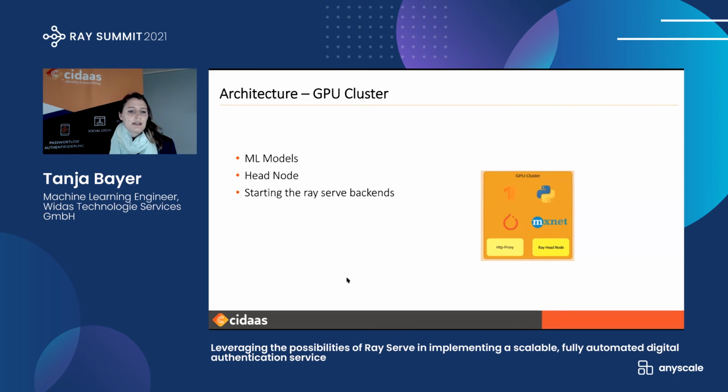And we also decided to start our Ray Serve backends from here, just out of convenience, because that way we don't need to check if a head cluster is up and running before serving our backends. And the head node was started with the normal startup commands, passing in the number of GPUs we have there.